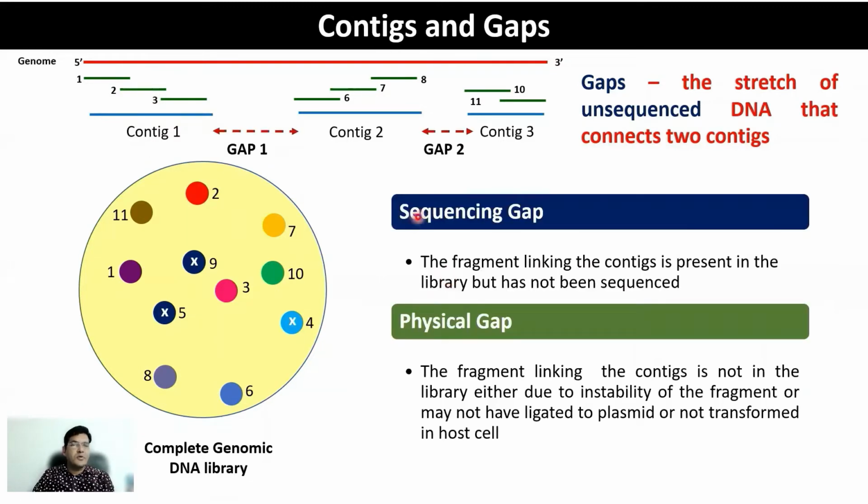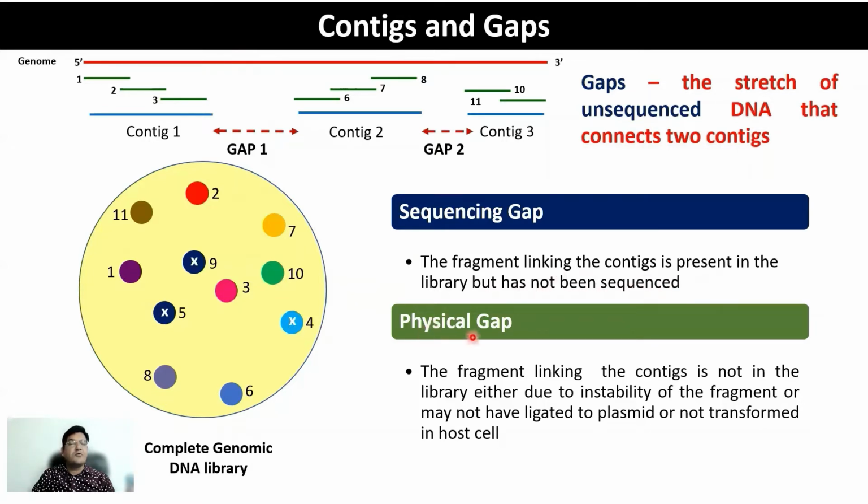A gap can be of two types. One is the sequencing gap, where the fragment representing that part of the genome is present in the library. Only, when you're randomly sequencing the fragments, you did not pick up these fragments for sequencing at all, right? So this is a sequencing gap. The fragment linking the Contigs is present in the library, but has not been sequenced, right?